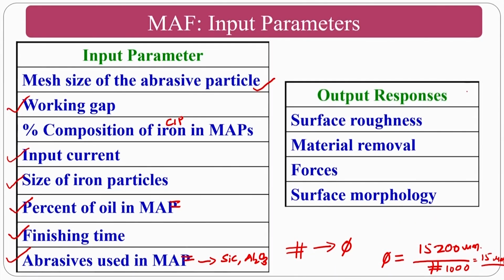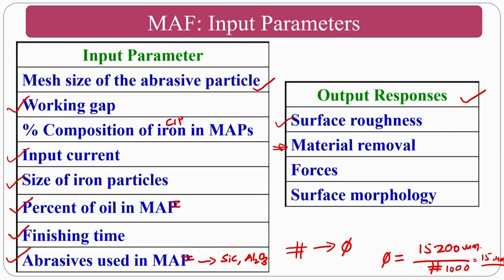So, output responses. Normally this particular process is a super finishing operation or an ultra fine finishing process, where you always go for the surface roughness criteria. That means the first and foremost criterion that you are going to look at is what is the surface roughness or the surface finish that I am going to achieve. The second one is the material removal.